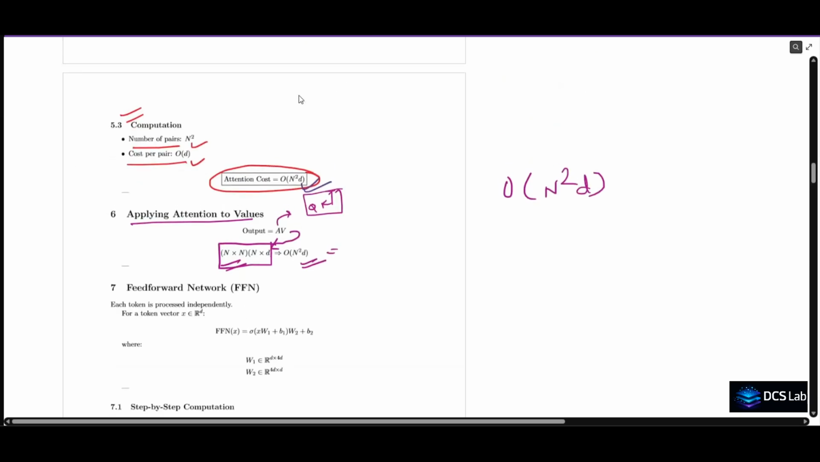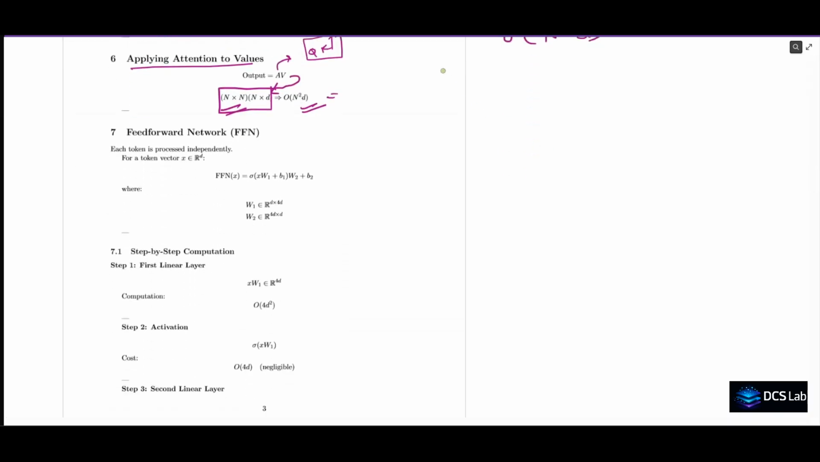So if we move to the feed-forward neural network layer here, the expression is as follows. First of all, every token is processed independently. We don't have all the tokens being processed dependent on each other. No, they are processed independently. For a token vector, remember one token vector has a dimension 1 cross d, isn't it? One token vector has a dimension 1 cross d. Now that basically undergoes this flow.